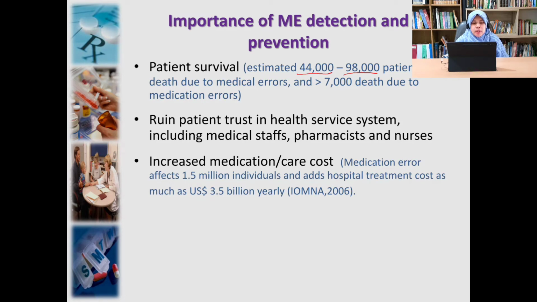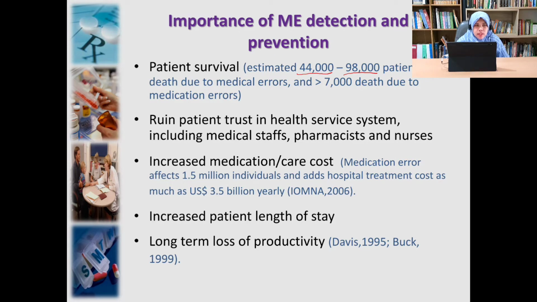Another important point is the cost. Medication error can increase the medication cost. In the USA, medication error affects 1.5 million individuals and adds hospital treatment costs of about 3.5 billion US dollars yearly. So this makes a high cost for the treatment, and it can also harm the patients. Sometimes it can increase the patient's length of stay, so in the long term it can affect productivity. Especially if the patient gets permanent harm, it can also decrease the quality of life.